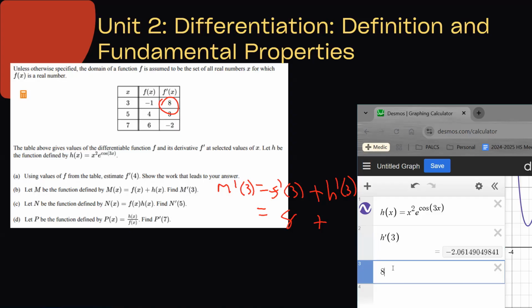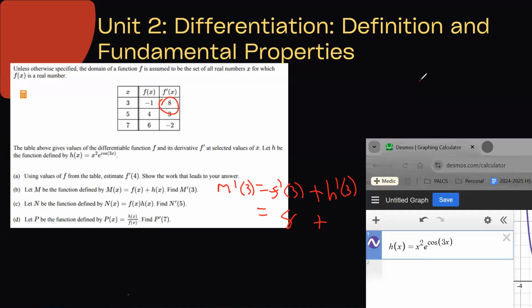You could also do 8 plus h prime of 3, which would give you the total answer there. Okay, part C, let n be the function defined by n equals f times h. Find n prime of 5. For n prime of 5, we would have to use the product rule.